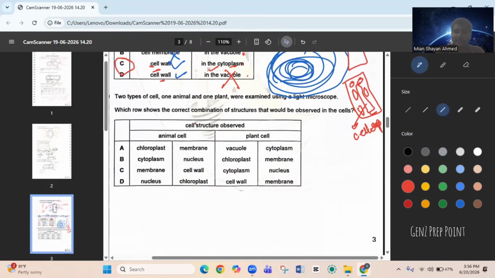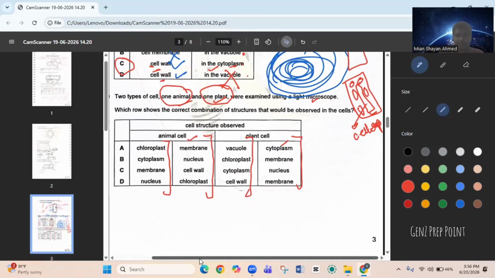So here we go. The second question: two types of cells, one animal, one plant, were examined under a light microscope. What does that mean? One animal cell, one plant cell were examined under a light microscope. Which drawing shows the correct combination of structures that would be observed in the cell? So they are asking which of these structures would be present inside the animal cell and which would be present inside the plant cell. Which combination is right?